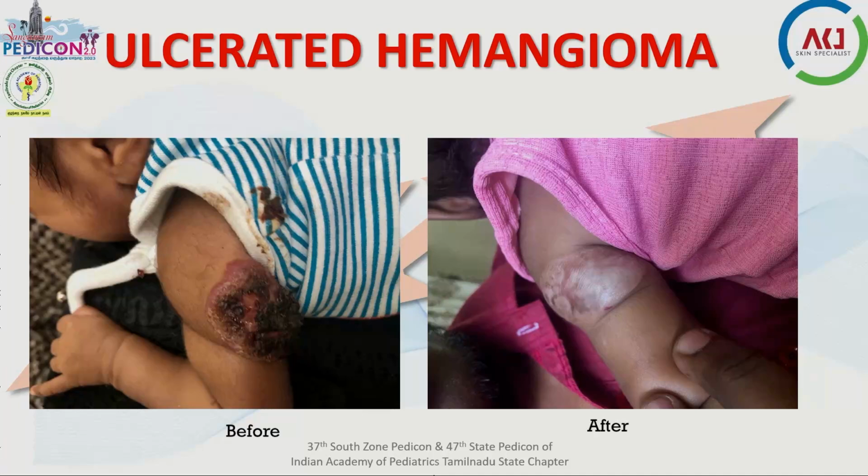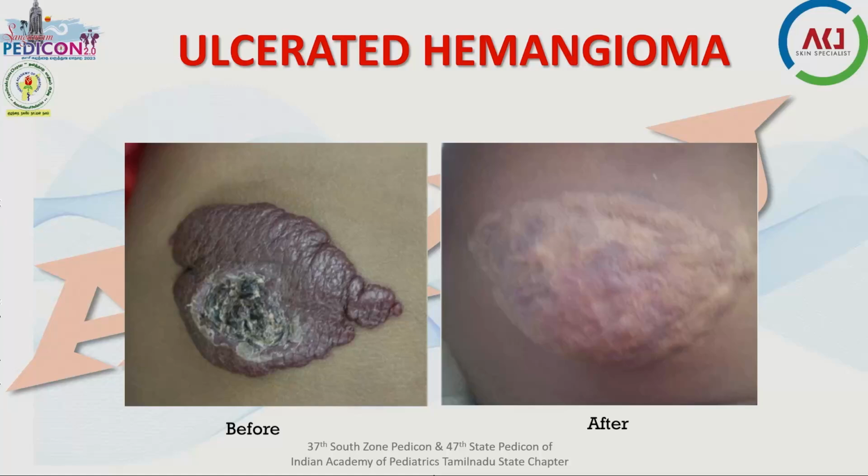This is one good clinical clearance you can see with pulsed dye laser. The treatment was done under general anesthesia. It's quite a painful procedure. It took about 3 sessions for the patient to show a result like this. I will show you just clinical pre and post photographs of different ulcerated hemangioma.